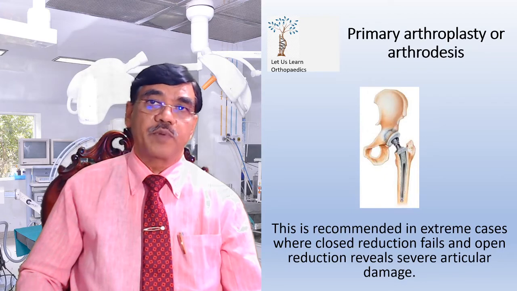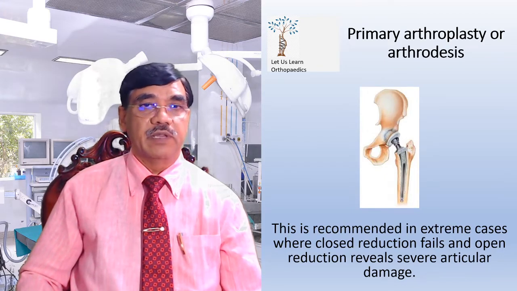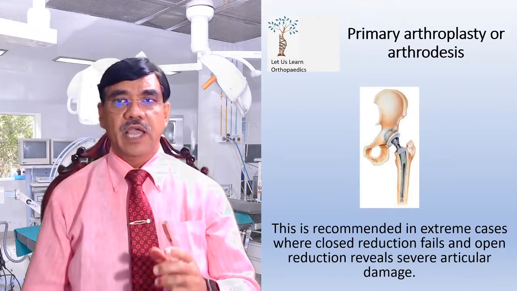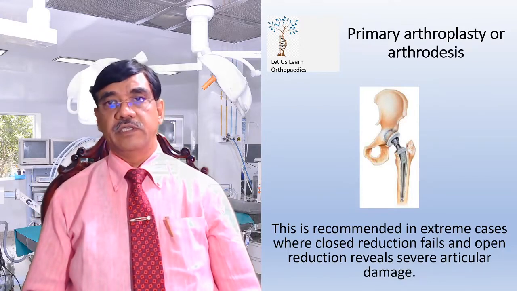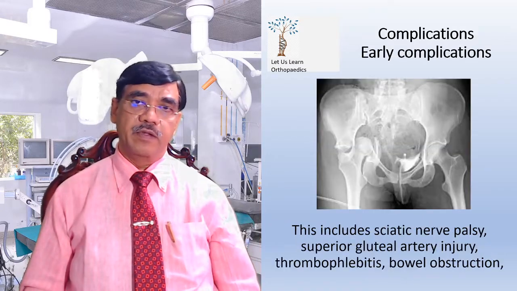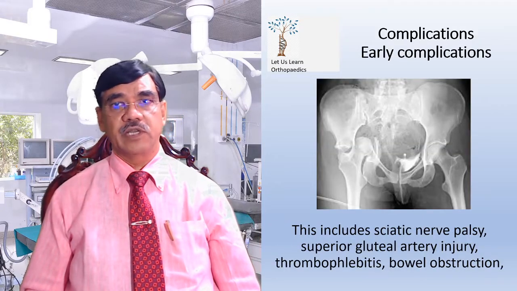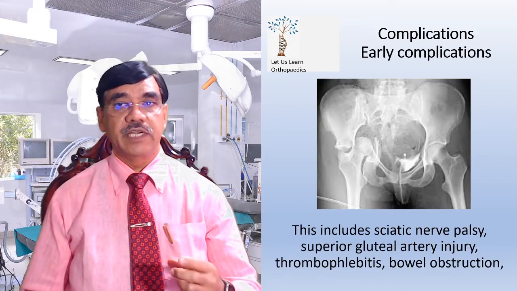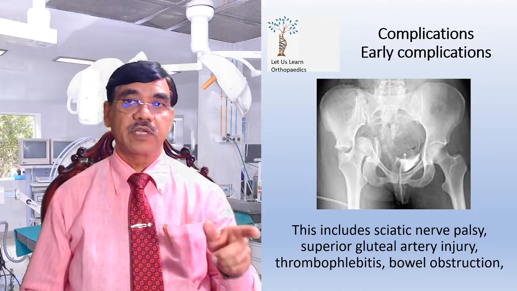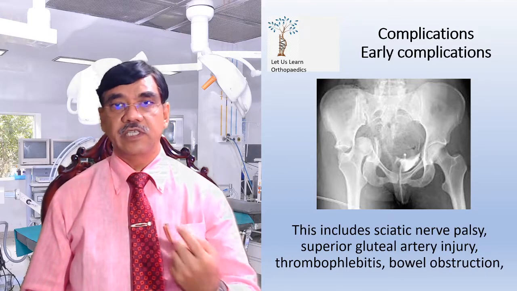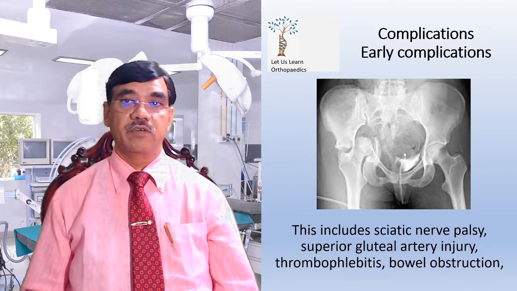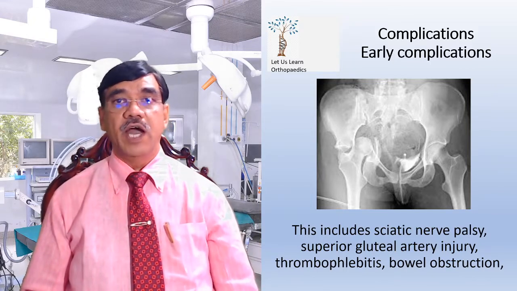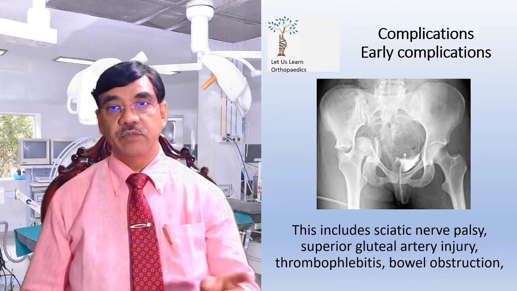There is a role of primary arthroplasty and arthrodesis as well. This is recommended in extreme cases where closed reduction fails and open reduction reveals severe articular damage. The early complications include sciatic nerve palsy. The sciatic nerve passes out of the pelvis through the greater sciatic notch, and hence the central dislocation may damage the sciatic nerve here, and along with that it may also damage the superior gluteal artery, and it may lead to thrombophlebitis and bowel obstruction.